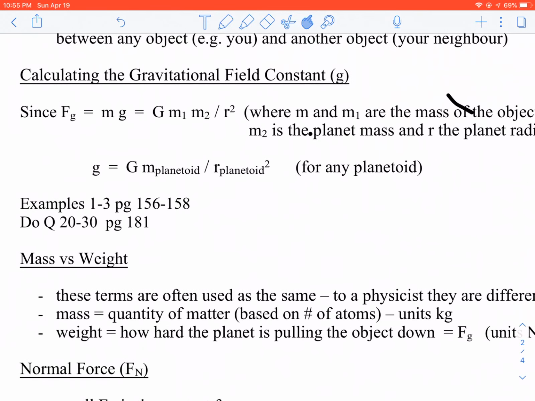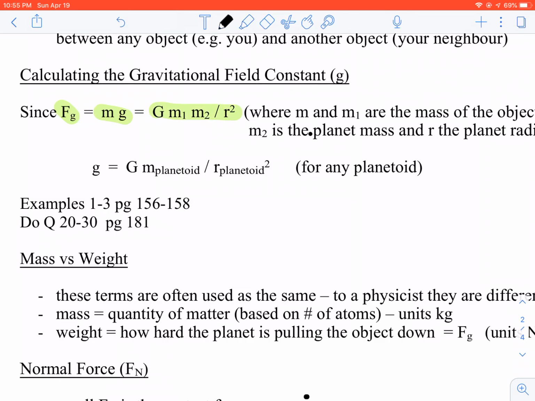Now, if I know that to calculate Fg, I can use either this formula or this formula, they both give me the same answer. And what are these numbers? Well, these numbers are little m here.